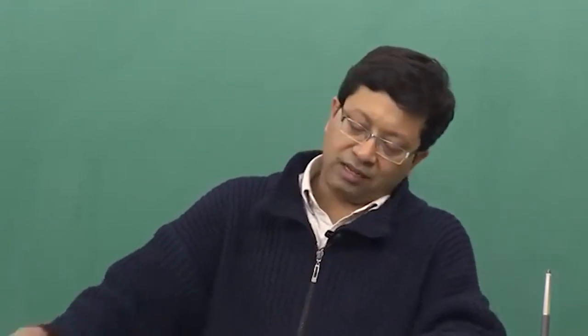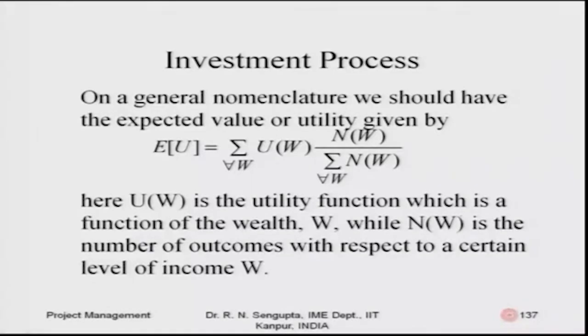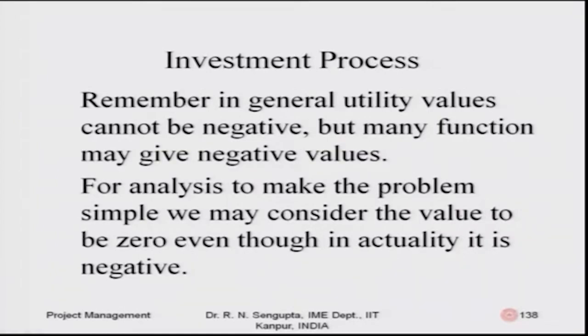So, technically, the last term on the right hand side of the equation, N_W divided by the summation of N_W, is basically the probability distribution corresponding to the occurrences of any particular decision for different outputs. Output means different outcomes which are happening. Here U_W is the utility, which is a function of the wealth, while N_W is the number of outcomes with respect to a certain level of income. Remember, in general, utility functions cannot be negative, but many functions may take negative values. We will try to skip that and put 0 for negative values.